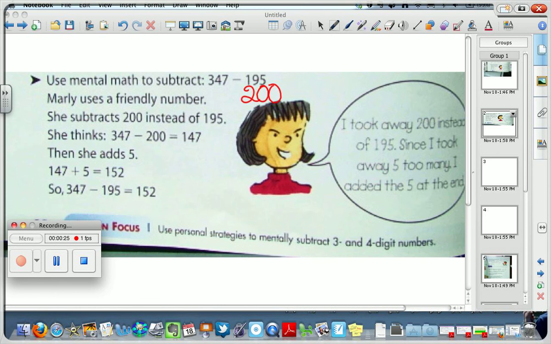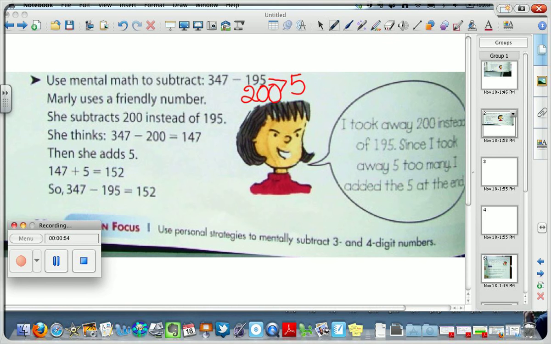Easy to take 200 away from something in my head. But if I want to take away 200, how much bigger is this? How much bigger is 200 than 195? It's 5 bigger, right? So if it went bigger by 5, I also have to then add 5, remember, to... Oh, sorry. She does it the other way around. I should follow the whole instruction.